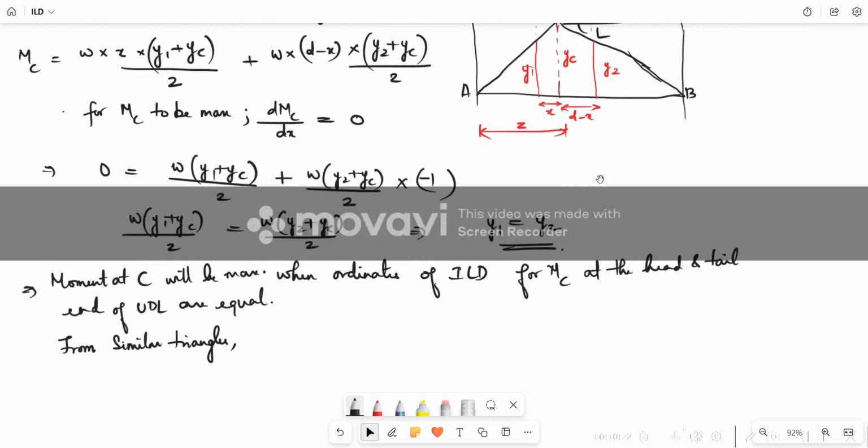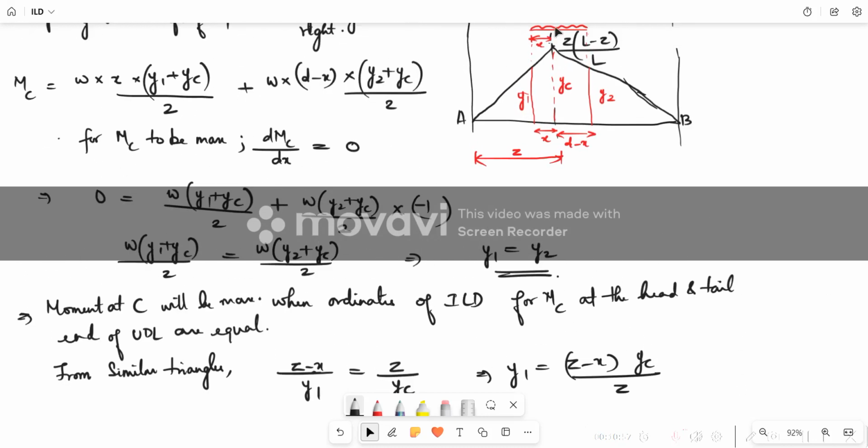Okay, so you will get z minus x. So this distance is z minus x. z minus x by y1 should be equal to z divided by yc, isn't it? So I'm going to write z minus x divided by y1 is equal to z divided by yc, or I get y1 is equal to (z minus x) into yc divided by z. Okay, keep it like that.